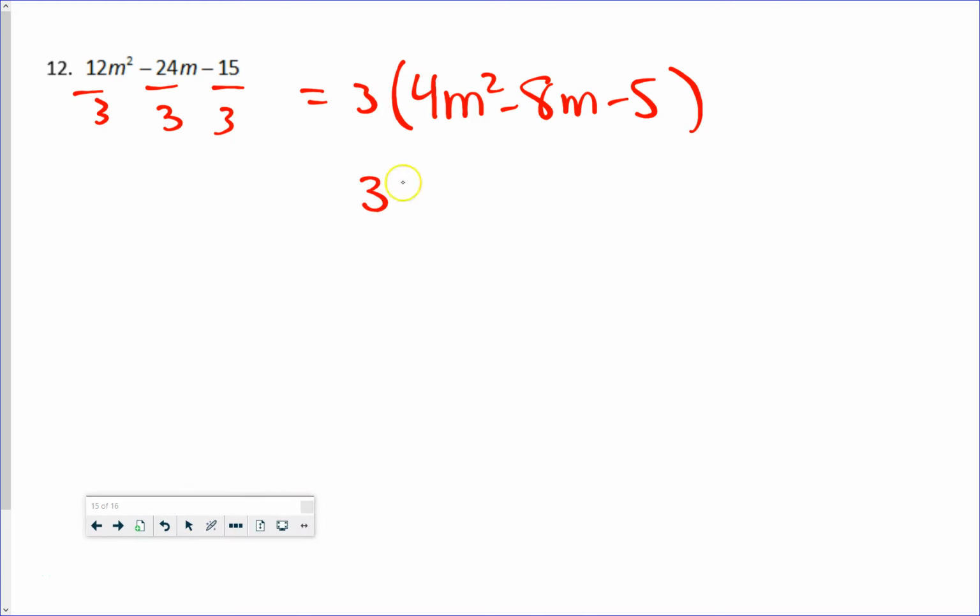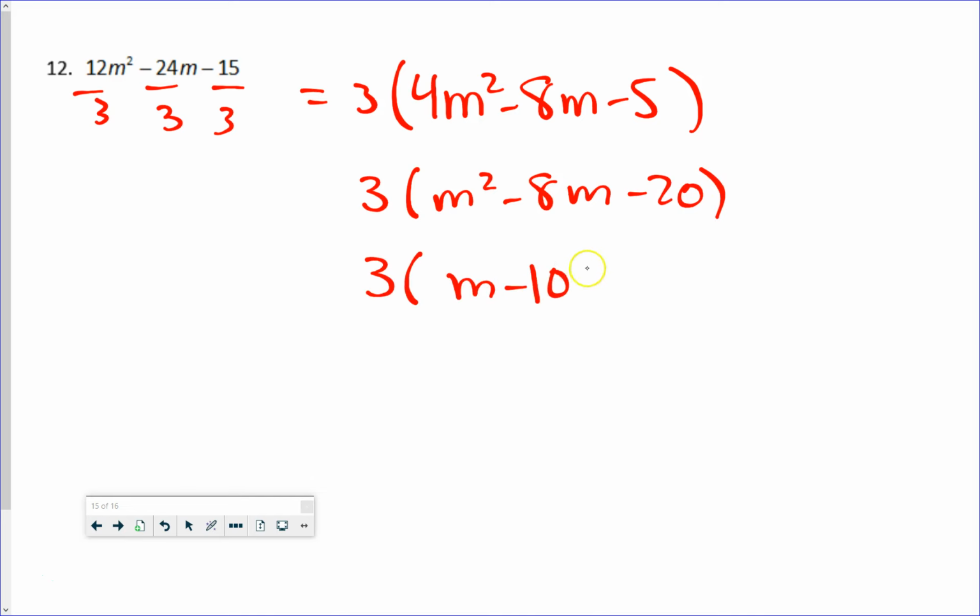The next person did the slip part because my m squared is not by itself. Slip 4 to the end to get minus 20 down there. They passed the marker. The next person factored the inside to be m minus 10 and m plus 2. I think that was Dominic. He passed the marker.